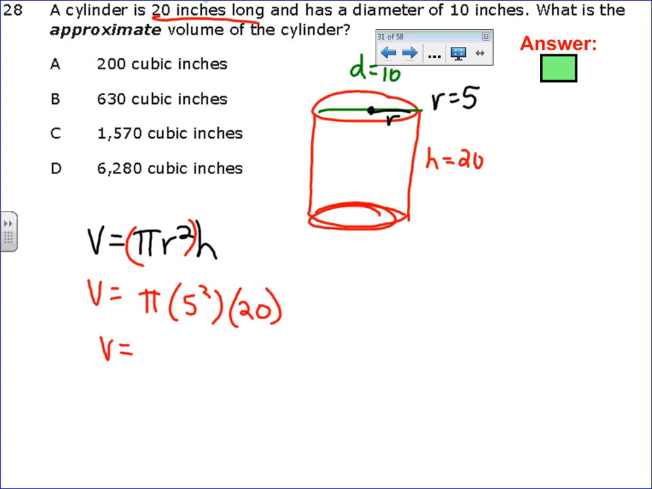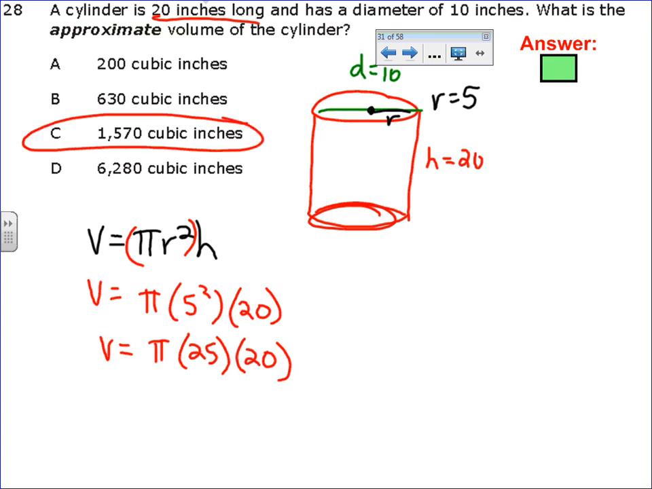And if I want, I can just go ahead and enter that. But if you want to simplify it another step, you could. This is what you should enter: 25 times 20 times pi. And when you put that in your calculator, you're going to get C.